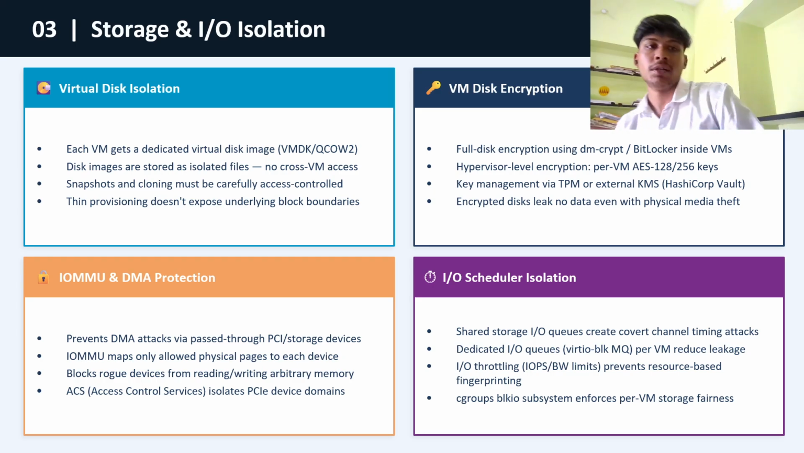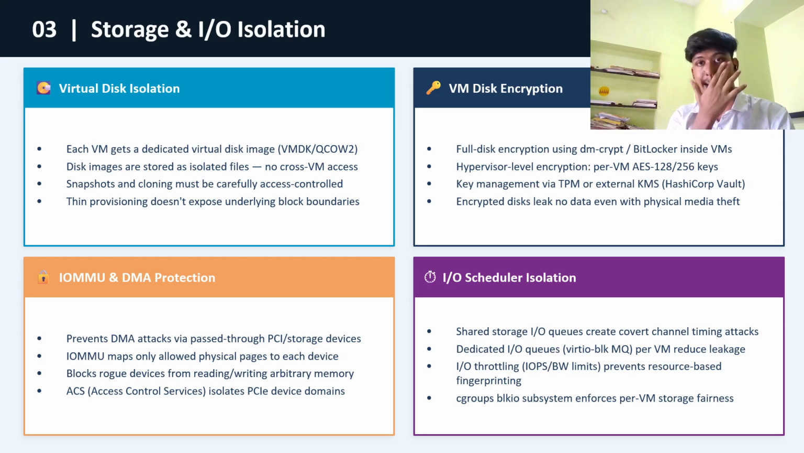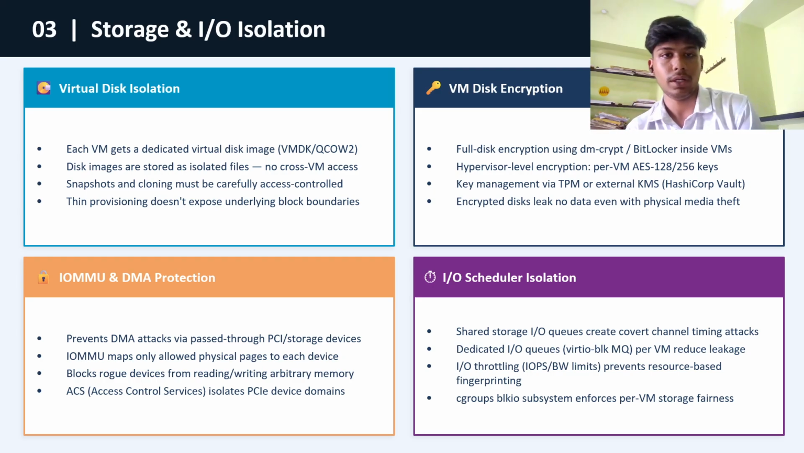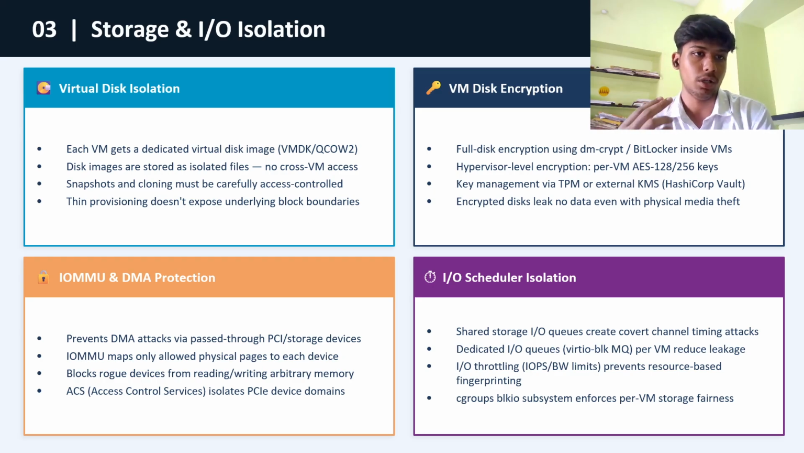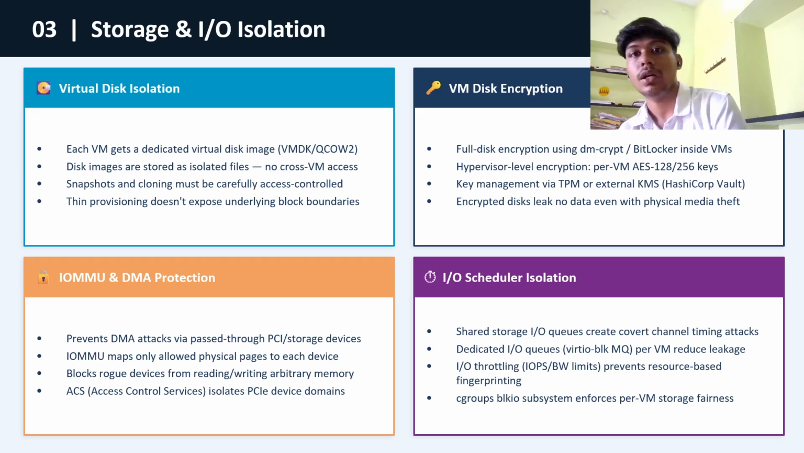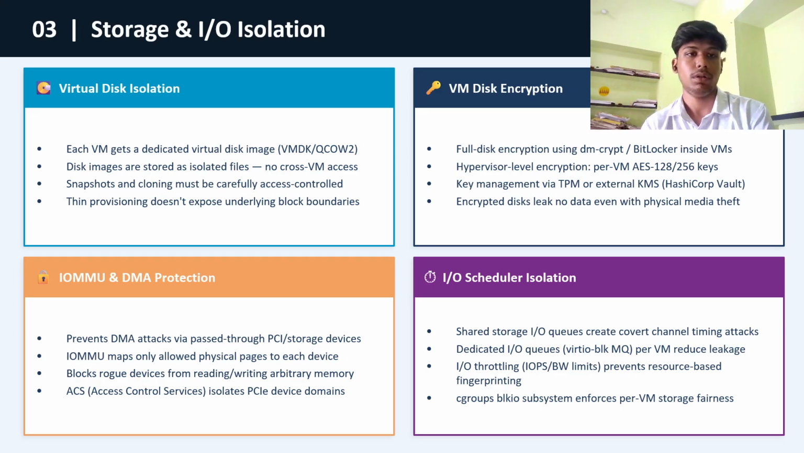Next is the input-output memory management unit, the IOMMU, and DMA protection. When a VM has a physical device passed through to it, like a GPU or a storage controller, the device can perform direct memory access, which means it can read and write physical memory directly, bypassing the CPU. The IOMMU actually prevents this.